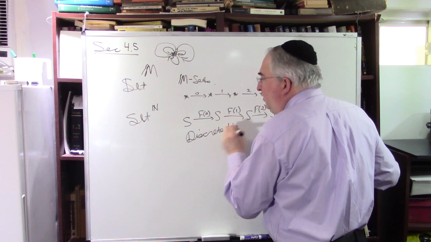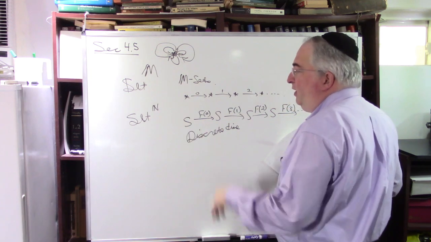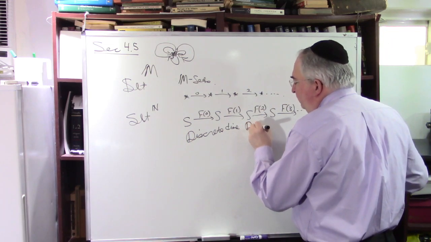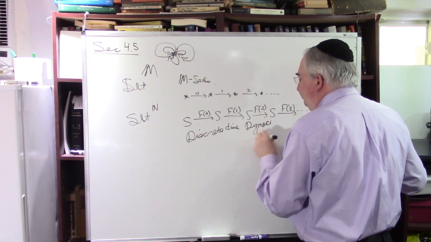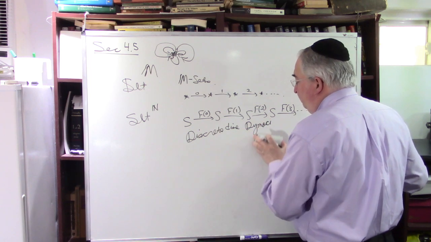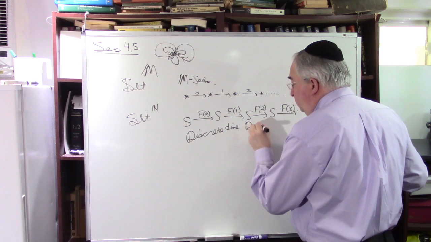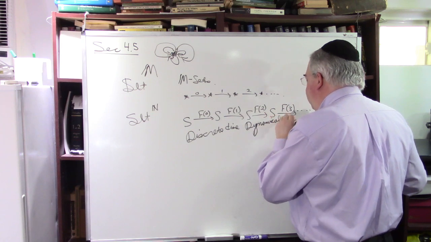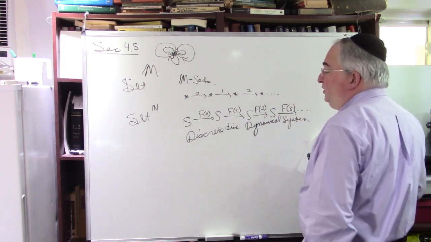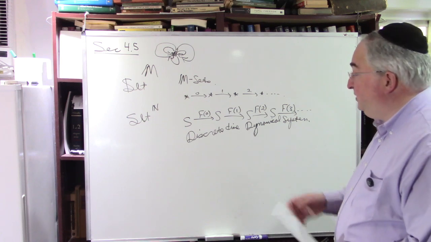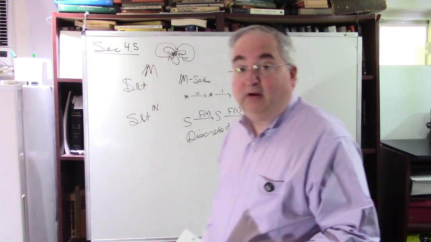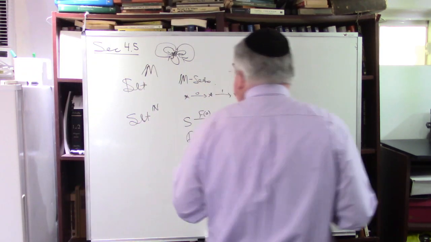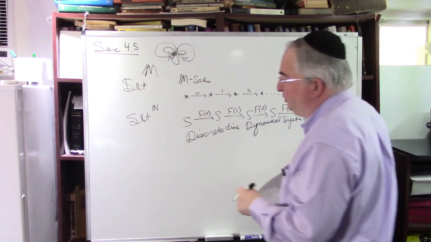This is called a discrete time dynamical system. Discrete because the natural numbers are separated: 0, 1, 2, 3, 4. Dynamical system means it's constantly changing. For every time it changes, what the object is changes.